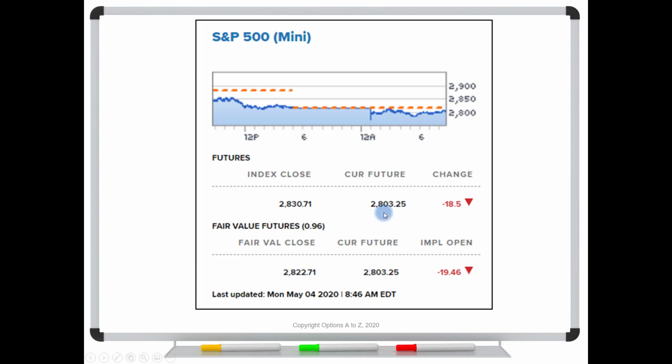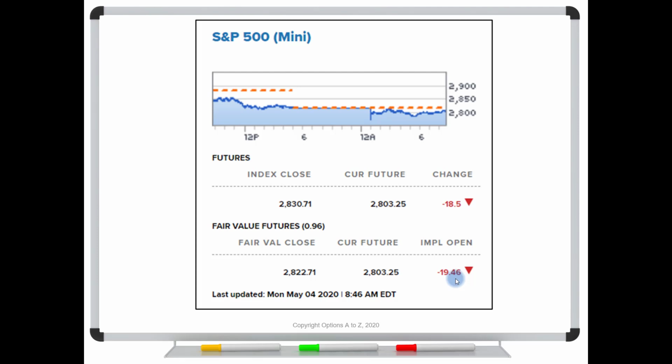Current futures, notice these numbers are the same. And they're saying they're down about 19.5. So in this case, not a big difference. 18.5, 19.5, yeah, kind of giving you the same, what's called the implied opening. But that won't always be true. Sometimes there are drastic differences between these. And to understand that, we have to wait for the third video.